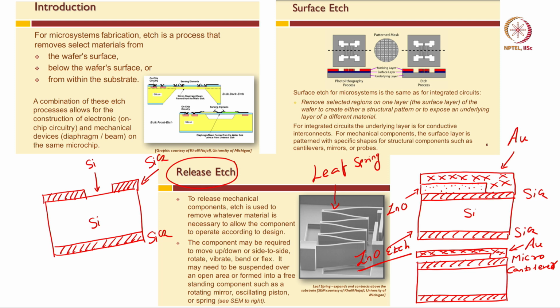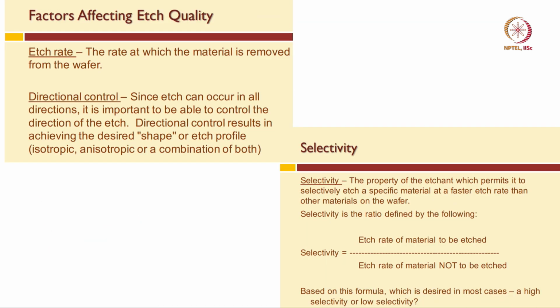Okay. So, now what are the factors that affect the etching quality? Etch rate, the rate at which material is removed, and second is directionality. Since etch can occur in all directions, it is important to be able to control the direction of etch. Directional control results in achieving the desired shape or etch profile. The direction depends on whether it is isotropic etching or anisotropic etching or a combination of both.